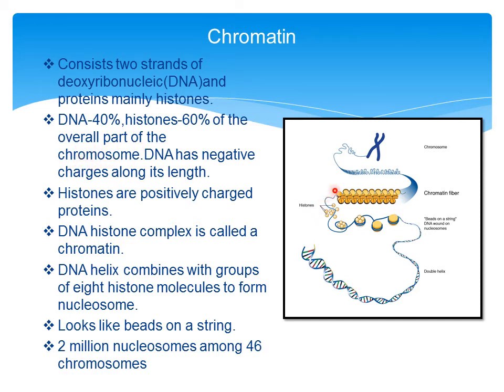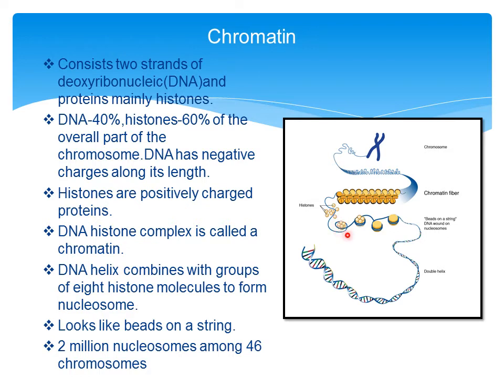Now here we can say that DNA is negatively charged and histones are positively charged. We know that positive and negative charges attract each other. So how does this DNA histone complex look like? They look like beads on a string. And this DNA histone complex is called chromatin. This is the chromatin fiber. A chromatin fiber is made up of DNA as well as histone proteins, where the histone proteins are positively charged and DNA is negatively charged along its length.